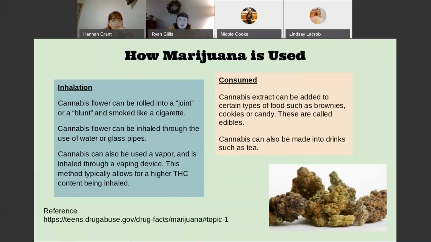Awesome. And marijuana can be used in plenty of different ways, but some of the most common ways are through inhalation and through consumption. Cannabis flower can be rolled into a joint or a blunt and smoked similarly like a cigarette. And flower can also be inhaled through the use of water or glass pipes. Cannabis can also be used as a vapor and is inhaled through a vaping device. This method typically allows for a higher THC content to be inhaled. Cannabis extract can be added to certain types of food, such as brownies, cookies, or candy, and those are called edibles. Cannabis can also be made into drinks, such as tea.